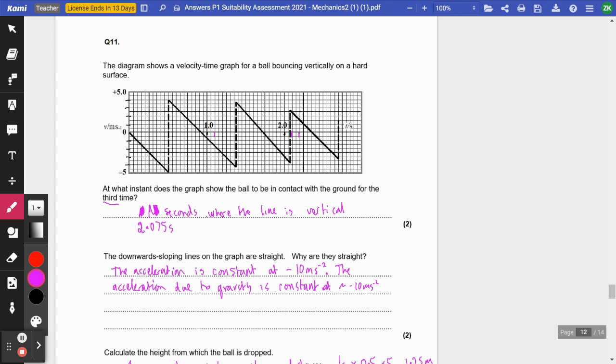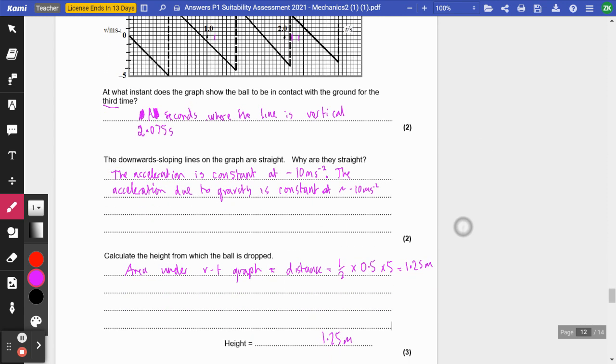Now, it is when the ball is in contact for the third time. That's the first contact, second contact, third contact. So here we have 2 seconds, and the next line is at 2.1, so it's in between 2 and 2.1, and that is halfway between 2.05 and 2.1, so I've given 2.075 seconds, and that's where the line is vertical. Those are your 2 marks.